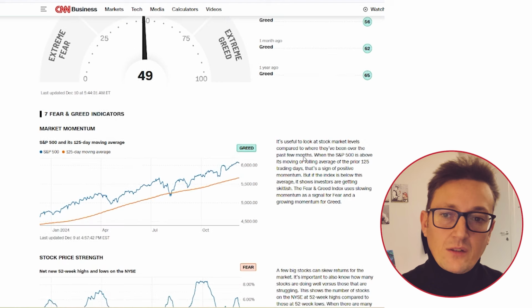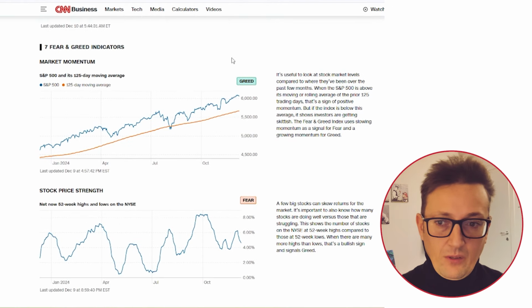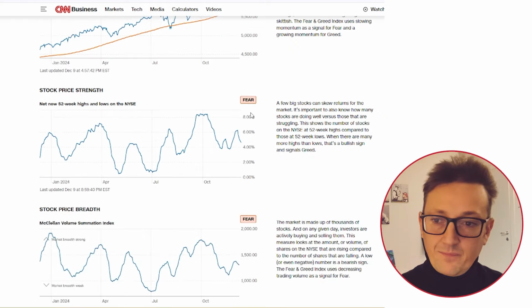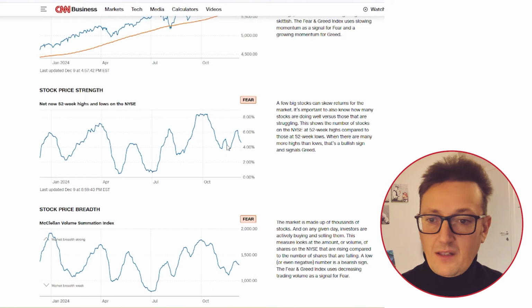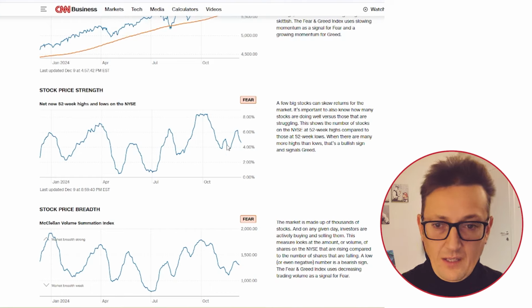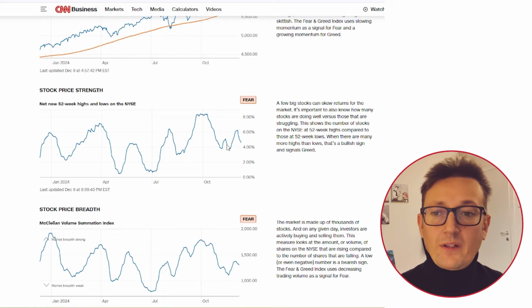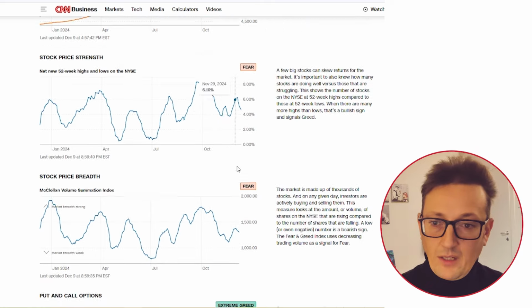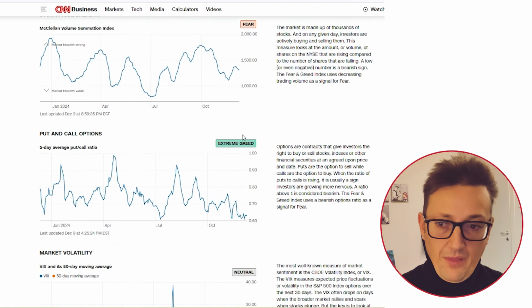Going through the 7 indicators one by one, we see that, first of all, the ascending momentum, particularly visible if we pay attention to the moving average, is a clear sign of greed. Stock price strength instead signals fear. Note, however, that high capitalization companies can influence the precision of the indicator. The same goes for stock price breadth.